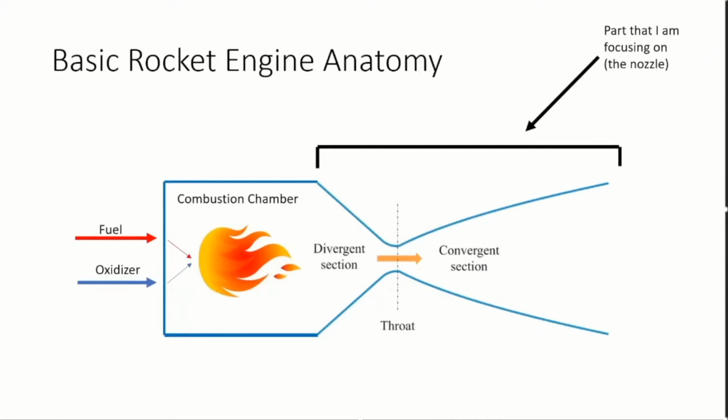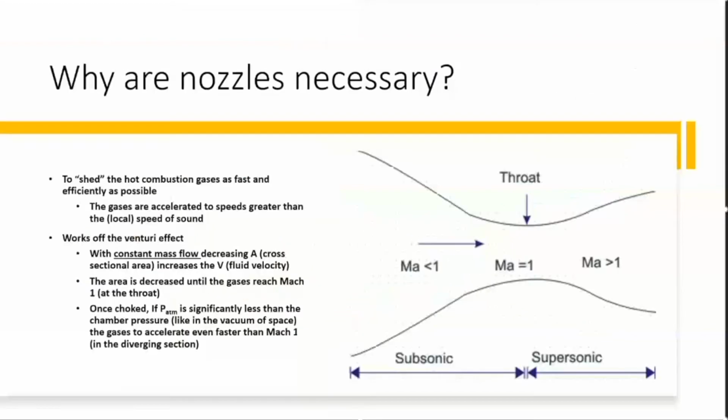So what are the basics of a rocket engine? There's two main sections, the actual combustion chamber and the nozzle itself. I'm focusing on the nozzle, and there's three sections of the nozzle, which are the diverging section, the throat, and the converging section. So why are nozzles necessary? Basically, they direct the gases and accelerate them as fast and as efficiently as possible.